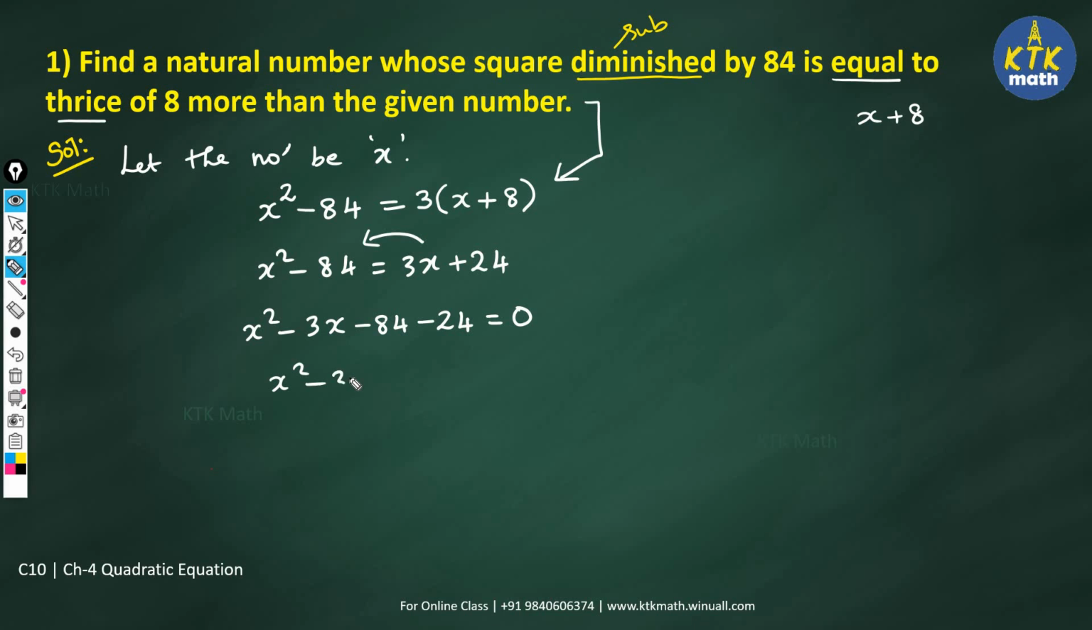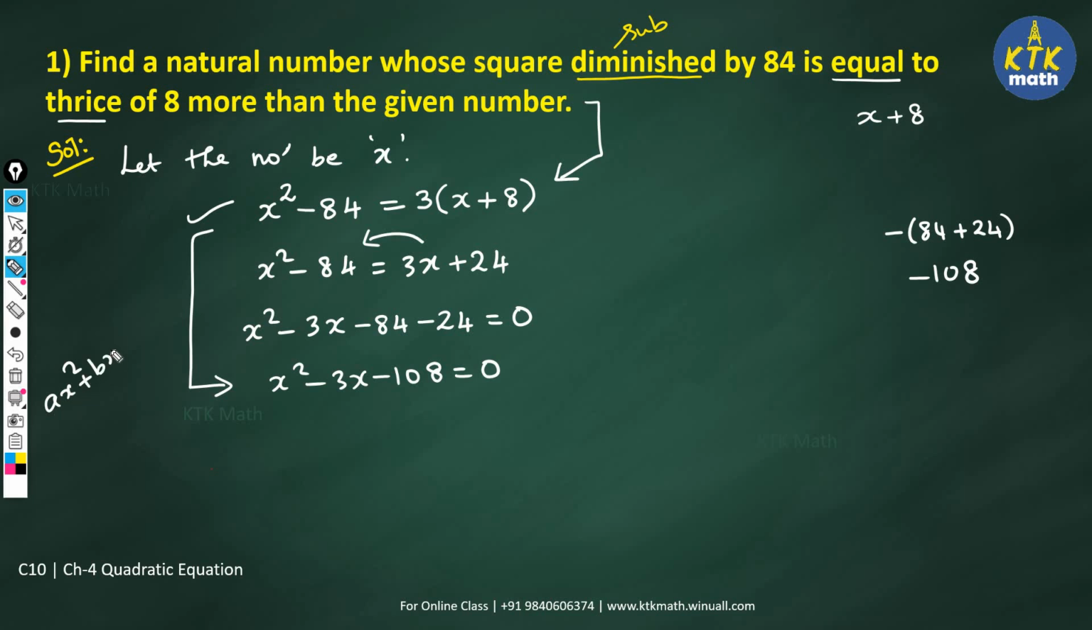Now x square minus 3x, negative 84, negative 24, I need to add them. It is nothing but negative 84 minus 24, which will give you negative 108. So x square minus 3x minus 108 equal to 0. The process of framing the equation, arriving into your general form is very important. General form means whatever the question they are giving, based on that you frame the equation and try to simplify like this and arrive at the general form of ax square plus bx plus c equal to 0. This is your first target. Only after getting this one correctly, you can go for solving part.